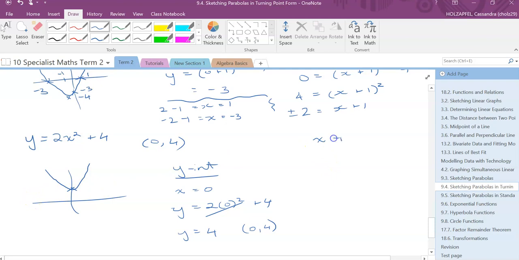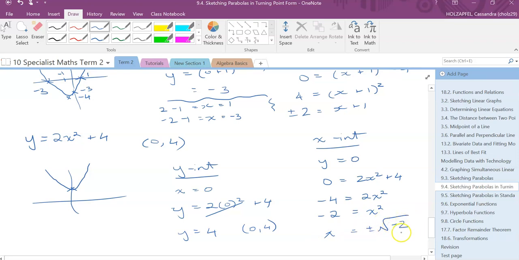Okay, so now we're going to try to solve using the x-intercepts, and I'm looking for real solutions. I'm not looking for imaginary solutions. I'll talk a little bit about that. So x-intercept is when y is equal to 0. So that means I have 0 is equal to 2x squared plus 4. So if I rearrange, negative 4 is equal to 2x squared. Negative 2 is equal to x squared. So x is going to be equal to the positive or negative square root of negative 2.